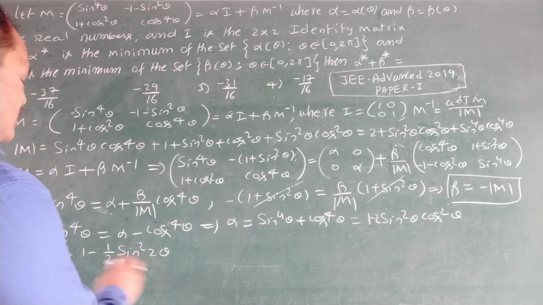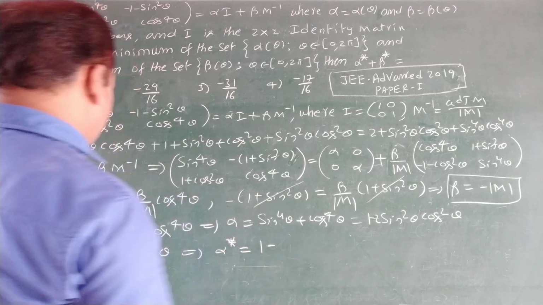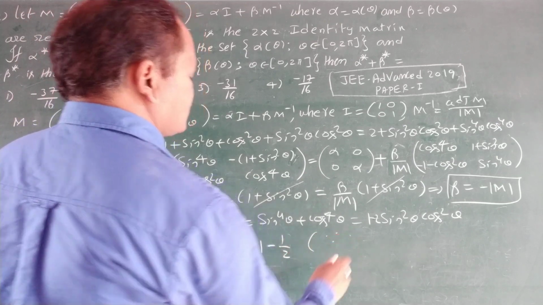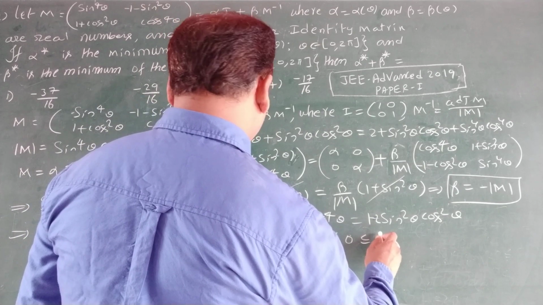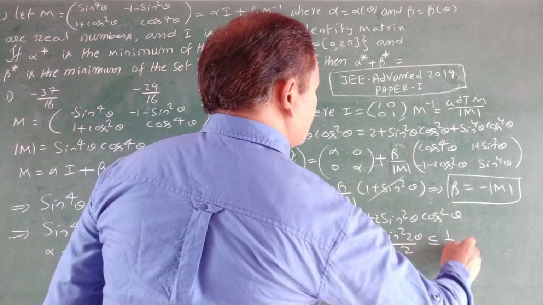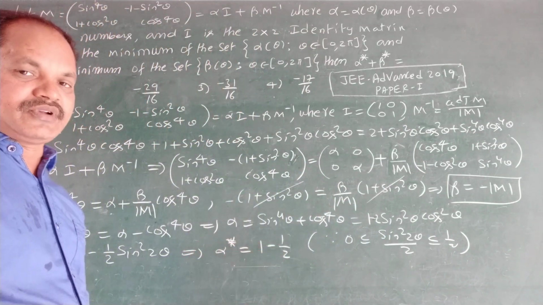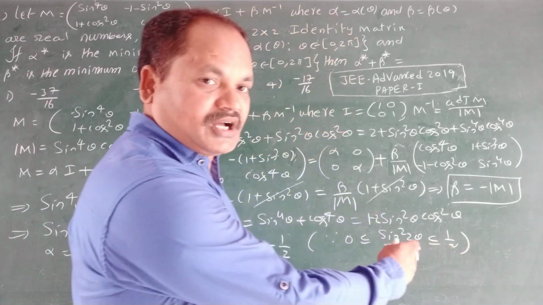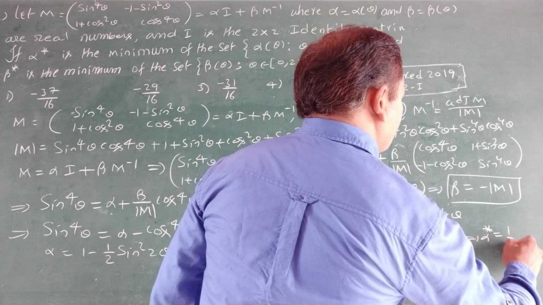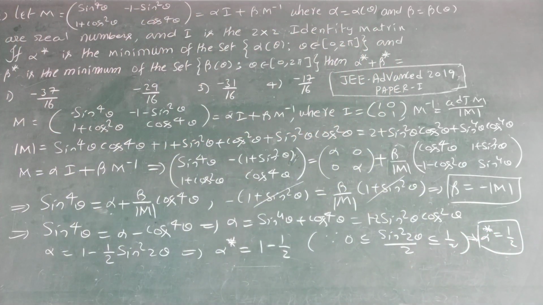That's all. So from this, α star is equal to the minimum value of this one, 1 minus 1 by 2, since here 0 is less than or equal to sin² 2θ by 2, less than or equal to 1 by 2. That's why α star is equal to 1 minus 1 by 2. Are you clear? So α star is equal to 1 by 2. That's all. Now we have to find β star.